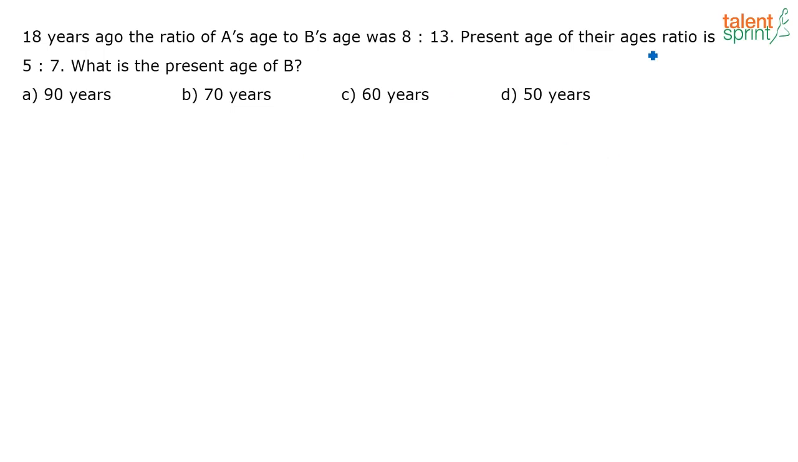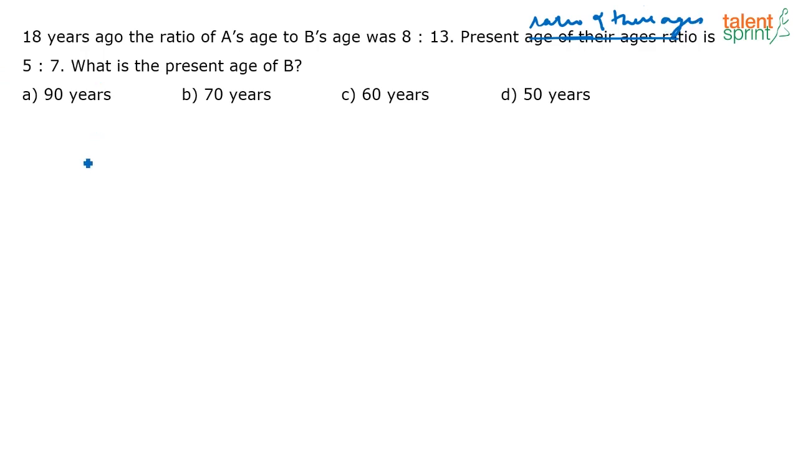Present ratio of their ages is 5:7. That's what they're trying to write. Present ratio of their ages, that is what it should be. I think it's a typo error. Present ratio of their ages is 5:7. What is the present age of B?